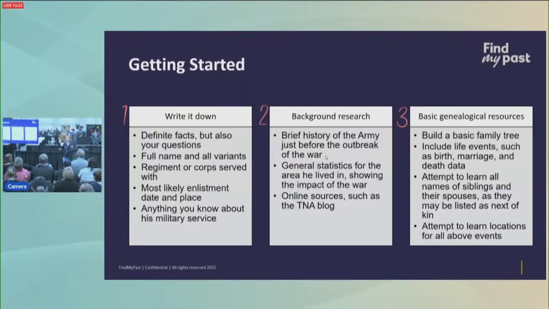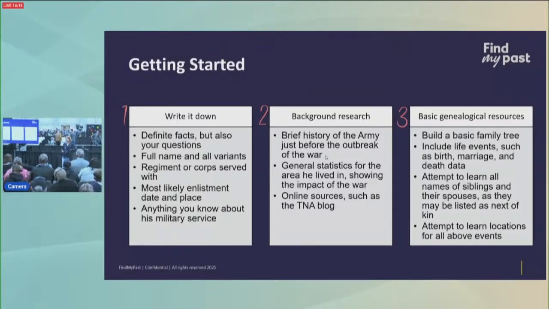And these are kind of my suggested first steps. So first, write down everything you know, definite facts, but also your questions, right? Think about what your research objective is and what you're trying to accomplish through your research. Think about the soldier and his family's full name and all of the variants on those names. And I'll show you what I mean by that in just a minute.